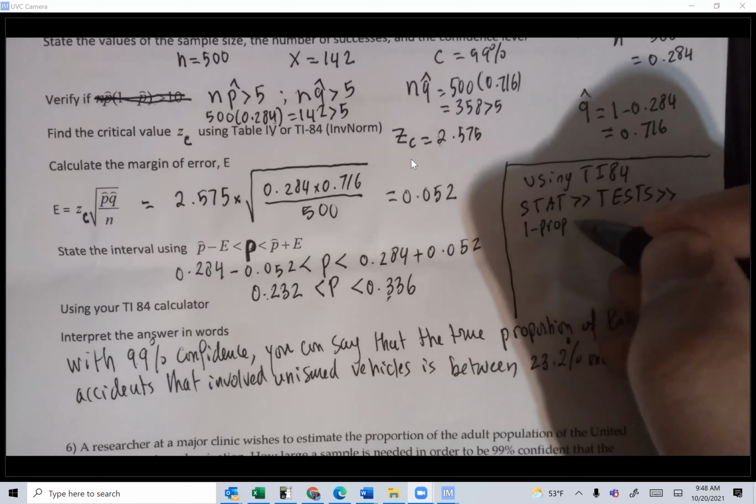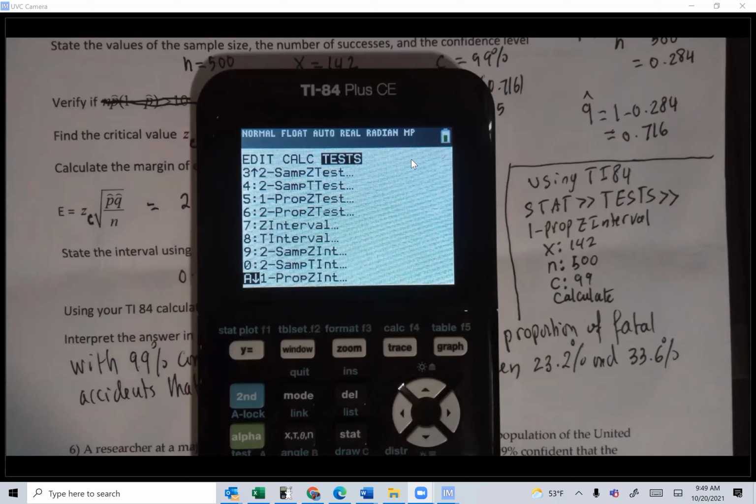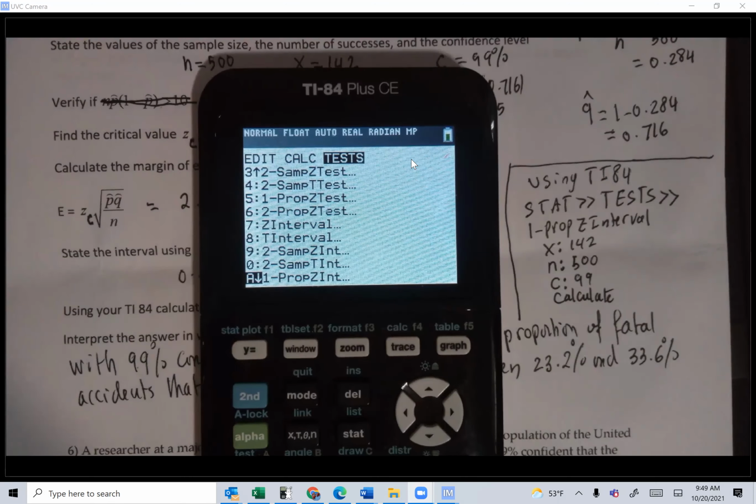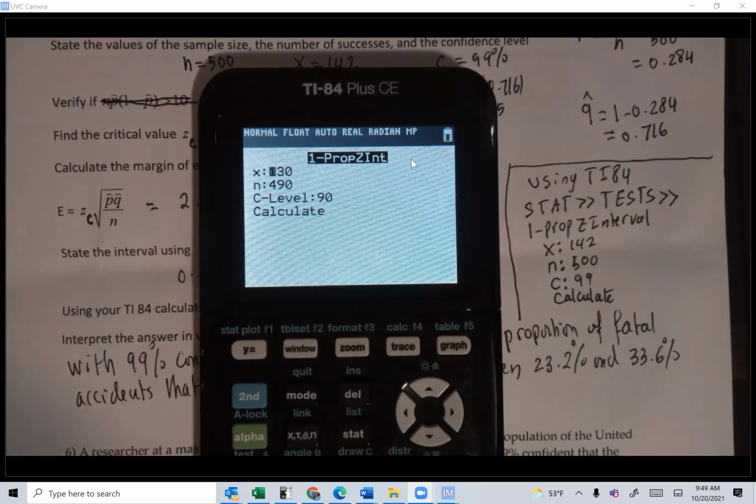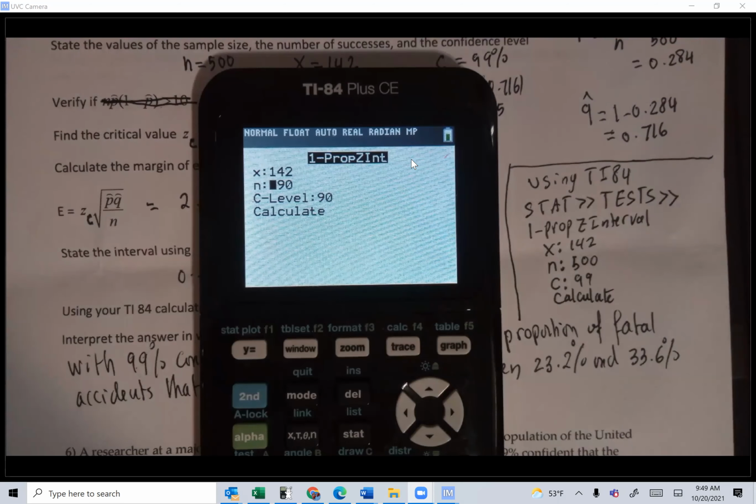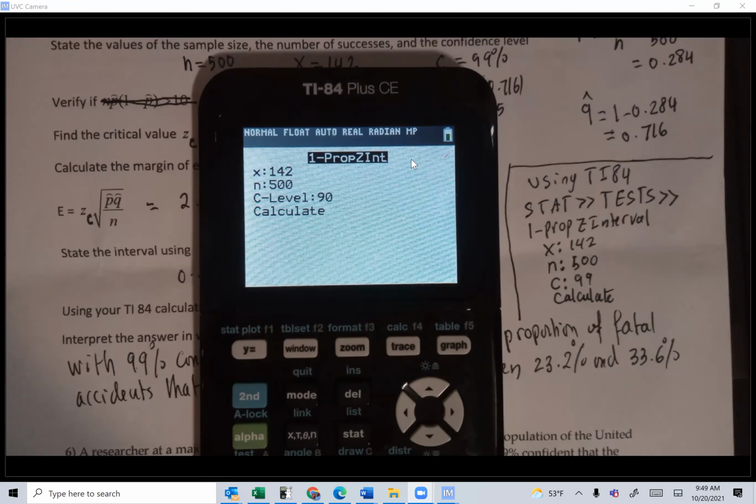Okay, ready to see how this is done? Okay, so stat, I said tests, I said one proportion interval, not z-test, interval. So you have to keep going, guys. Here you go. It's letter A. One prop z interval. Enter. Okay, X, 142. Look how easy it is. 500. 99, and hit calculate and watch, guys.